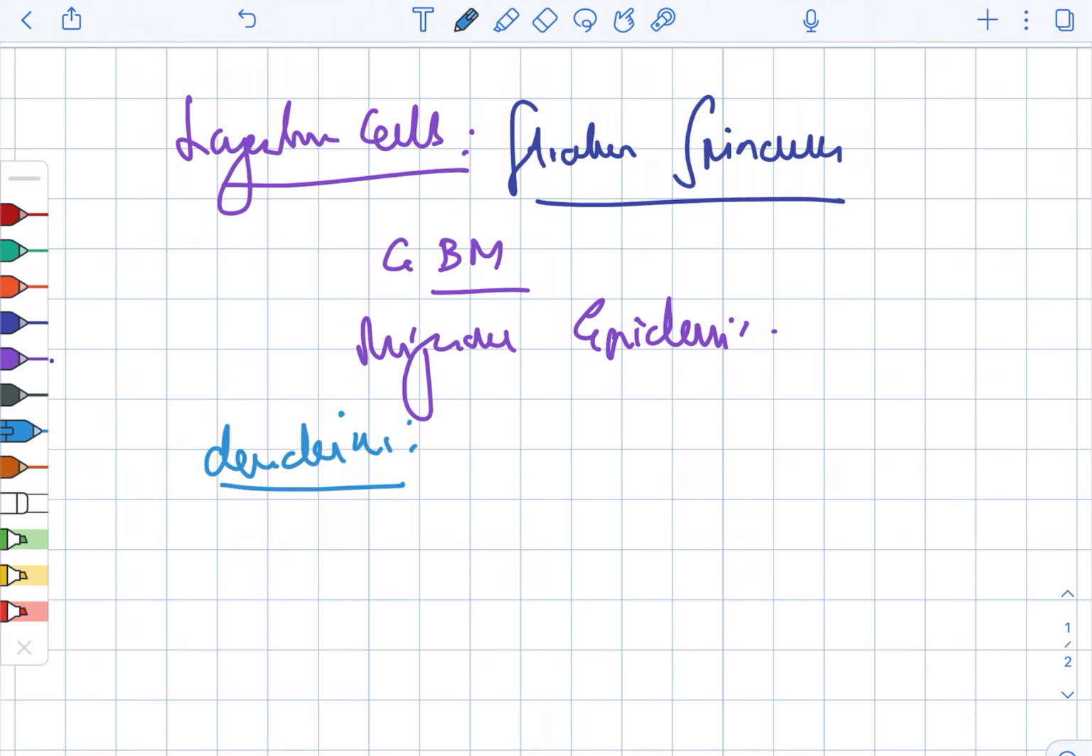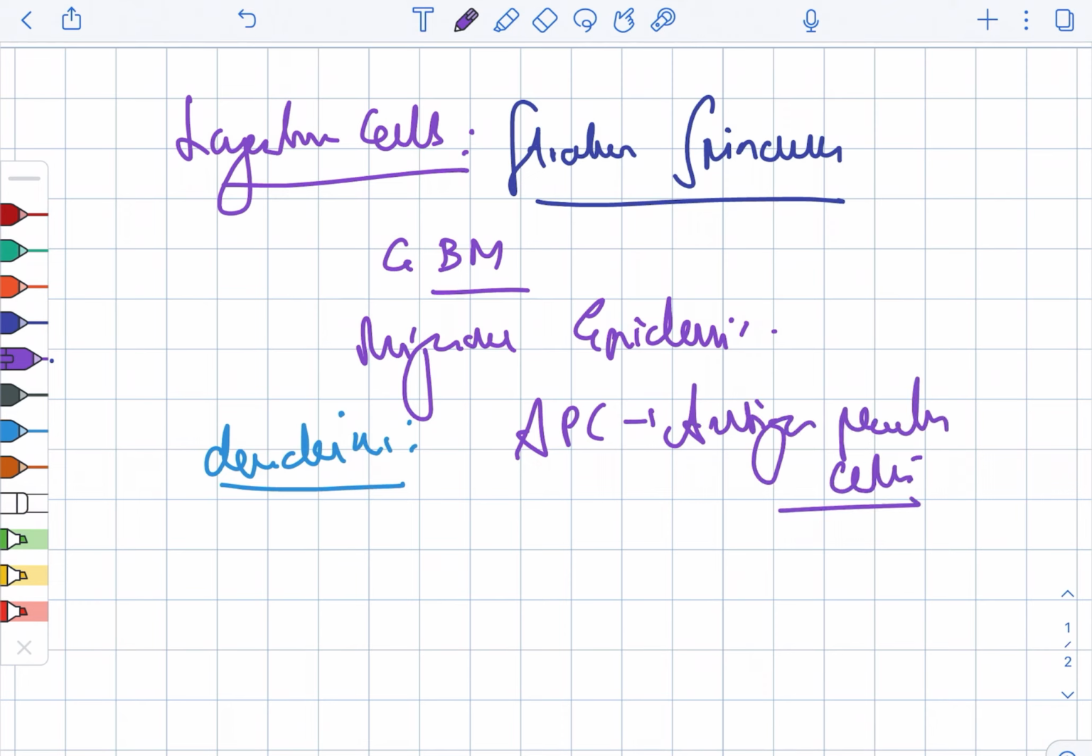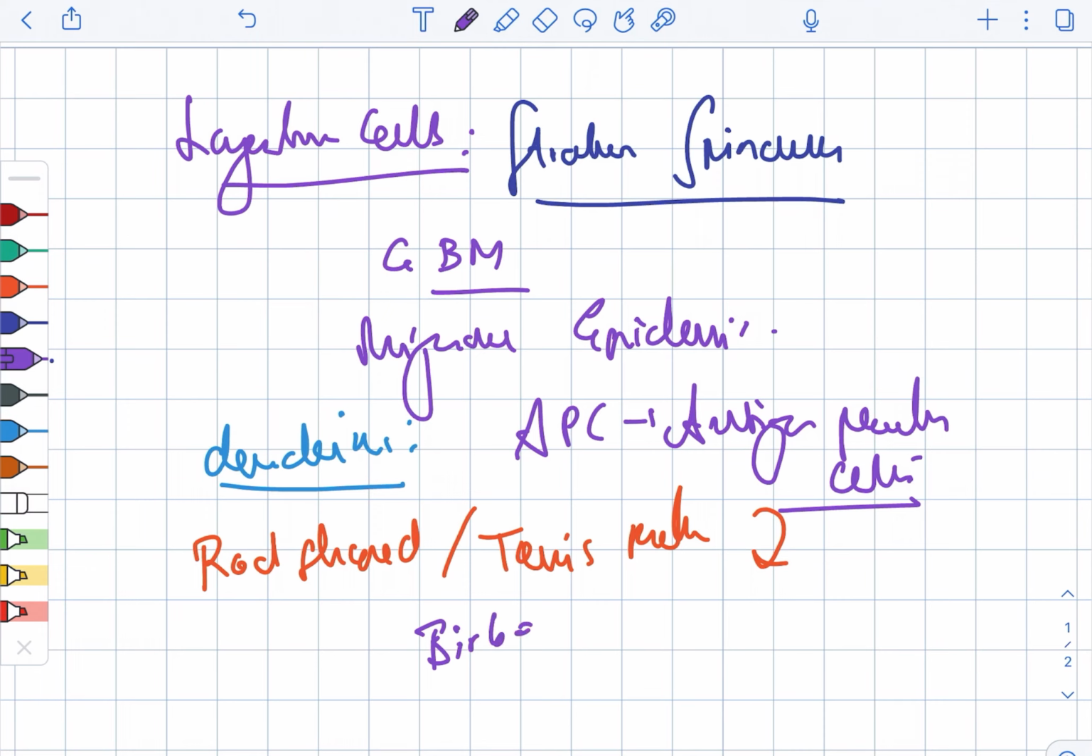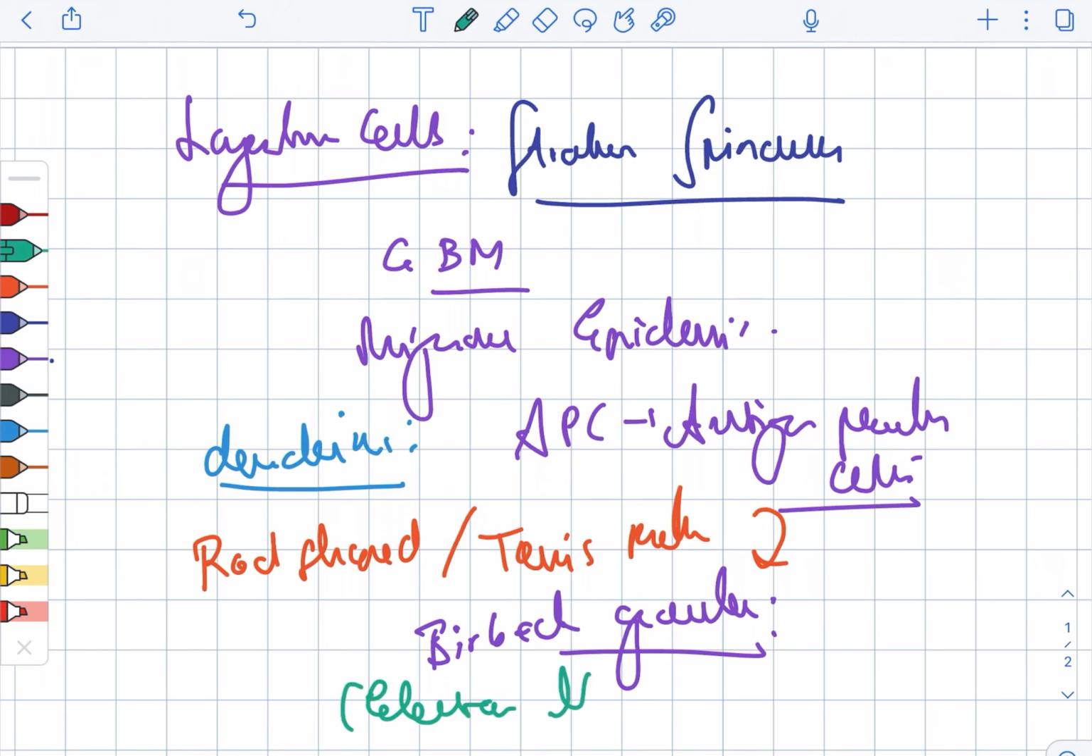Another thing to note is that they are antigen presenting cells. And it is characterized by the presence of rod shaped as well as tennis racket shaped granules. These are known as Birbeck granules, and they are seen on the electron microscopy, not the normal microscopy.